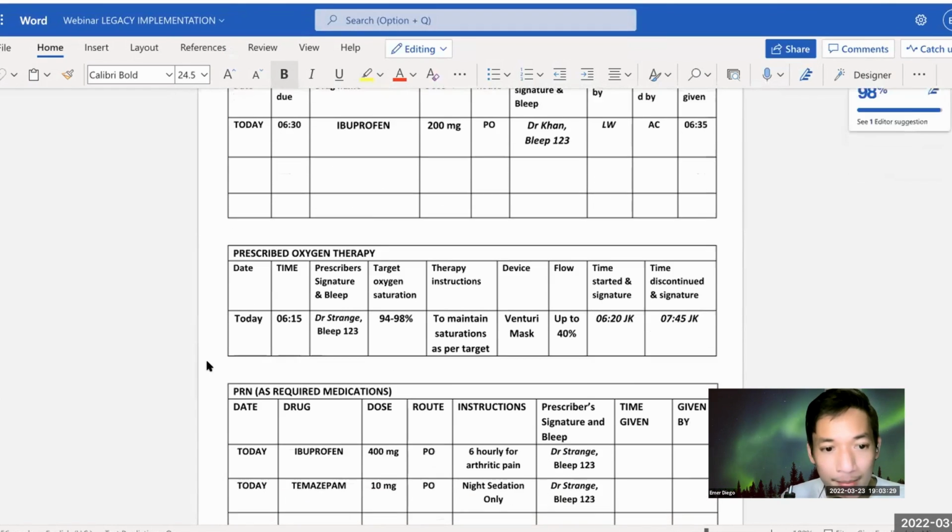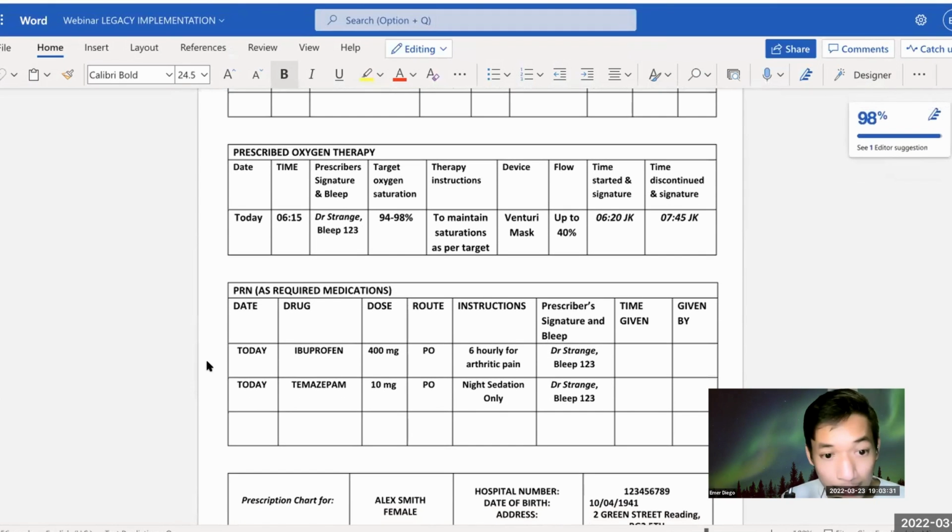So temazepam. Today, temazepam, the dose is 10 milligrams. The route is per orem. Instruction is night sedation only. Signed by Dr. Strange, bleep number 123. So this prescription is also correct and complete, but for obvious reasons, we are only giving the temazepam at night.